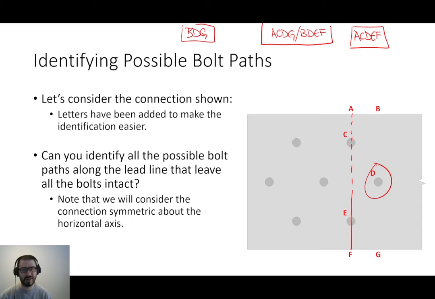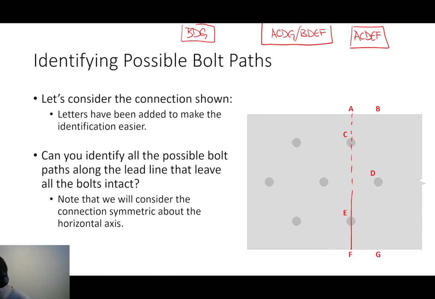So that's the only path along the notation that I put here on the plate that would not fail along the lead line. So we would not investigate this path because it would not be leaving all of the bolts intact. We're going to look at bolted connection limit states later. Now you can look at this if you want. There is a way of investigating this path, but it will never control, and it'll be easier to explain when we get into the math later.